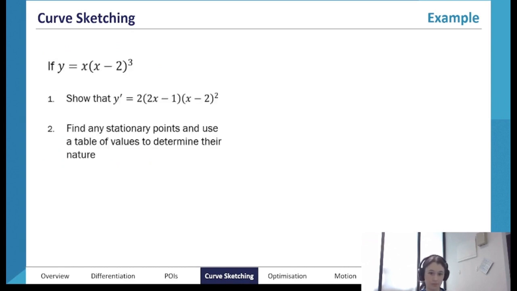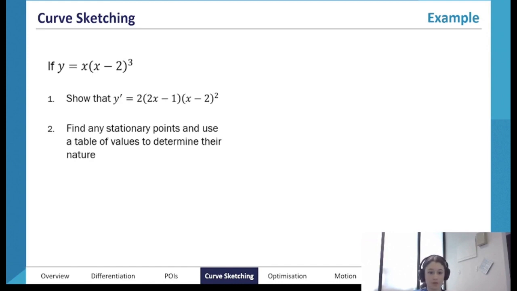So we're going to go over another example again, and this one is a little bit more difficult, but it also kind of illustrates a key point, or a key tip that I'd recommend you guys remember for any kind of question involving calculus. And we'll get into that. So firstly, we need to find the first derivative, and then we need to determine any stationary points and use a table of values to determine their nature.